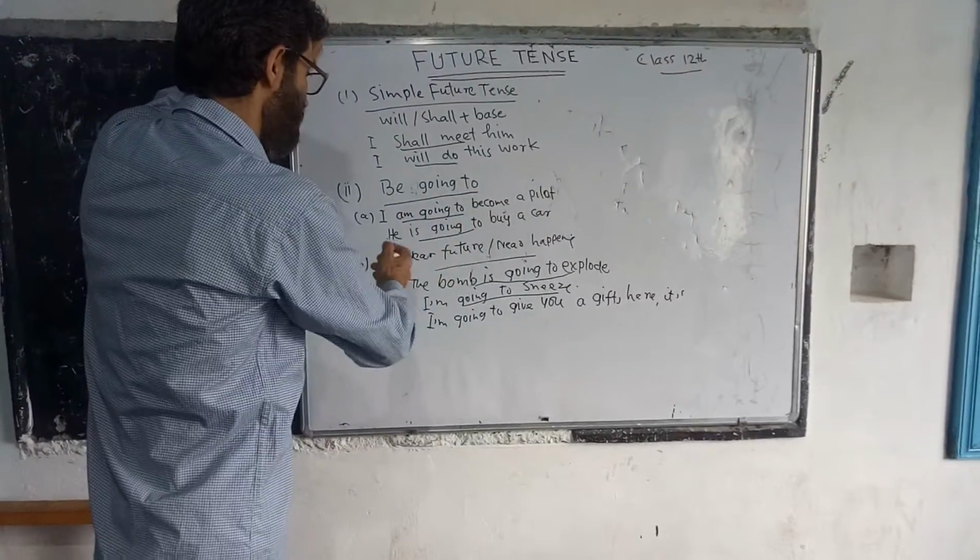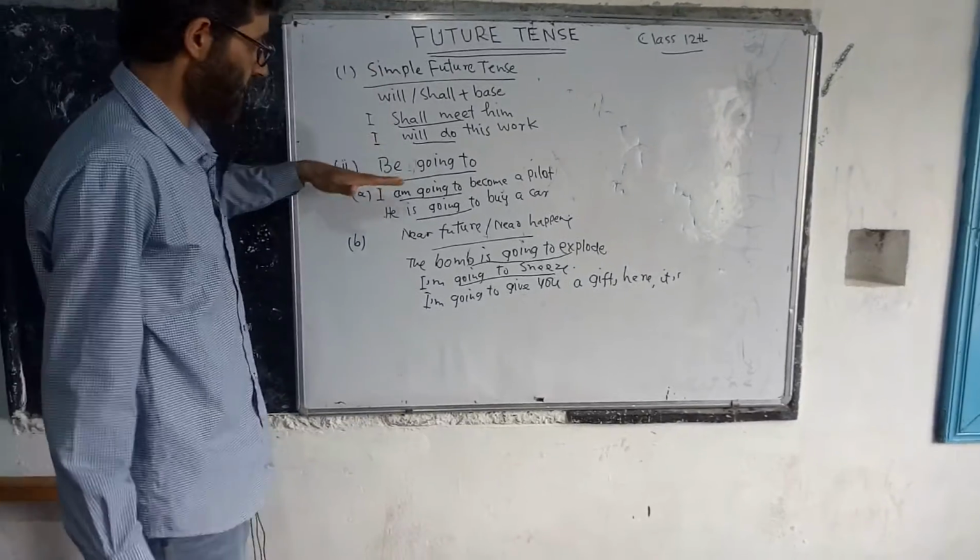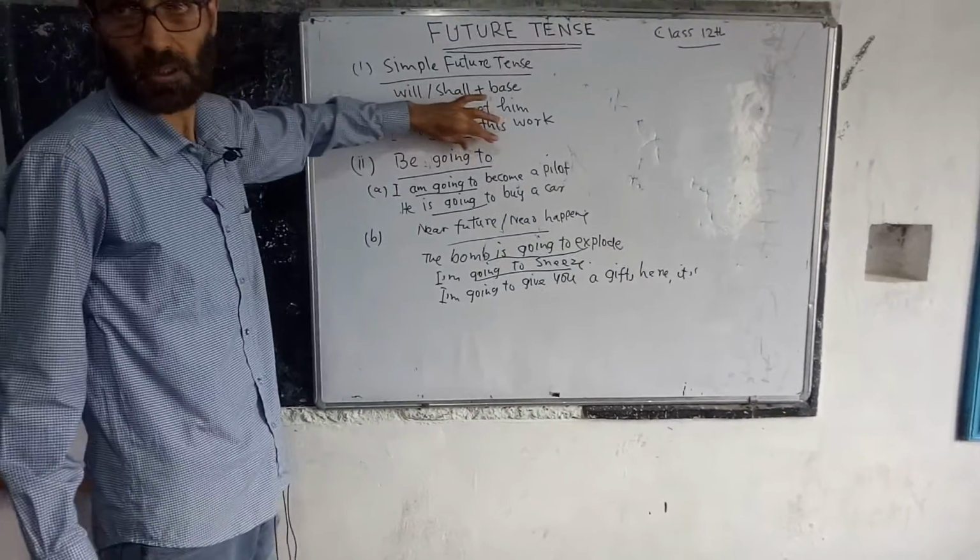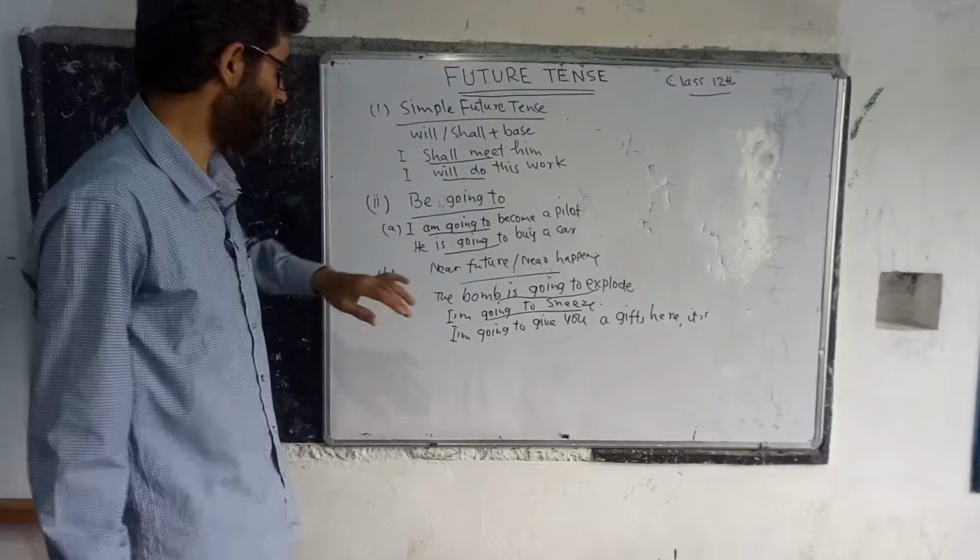I'm going to become a pilot. He is going to buy a car. So we use the be going to structure here.